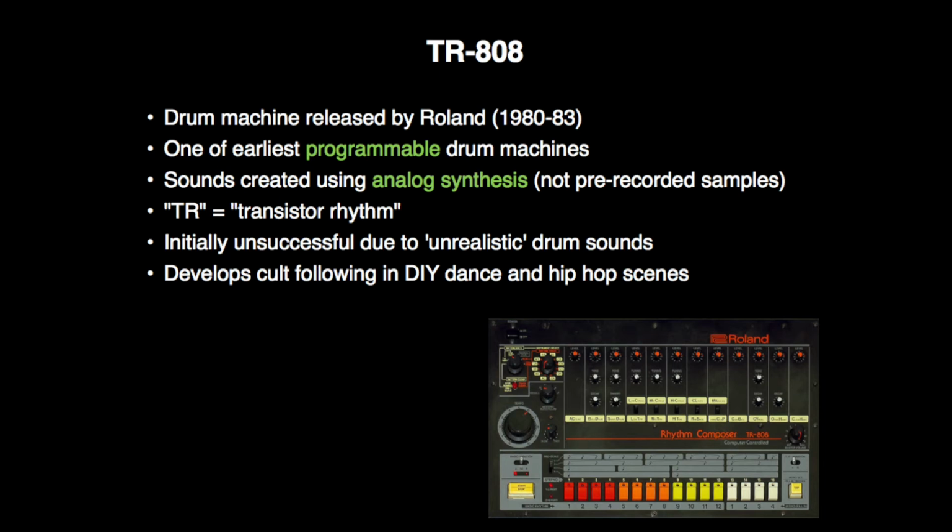So one of the things that set the TR-808 apart was that it was programmable. It actually had a gate sequencer built into it, so you could program whenever every single drum sound was happening, and this allowed people to create their own beats with the drum machine.